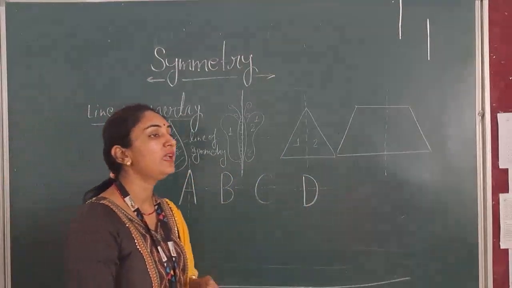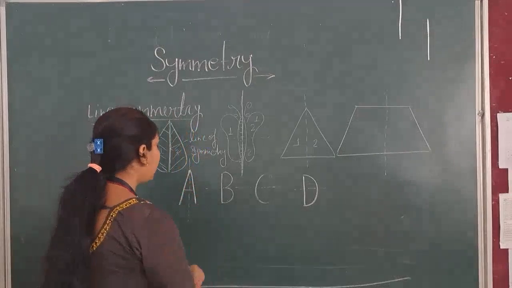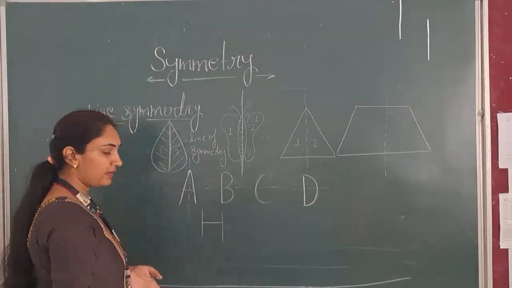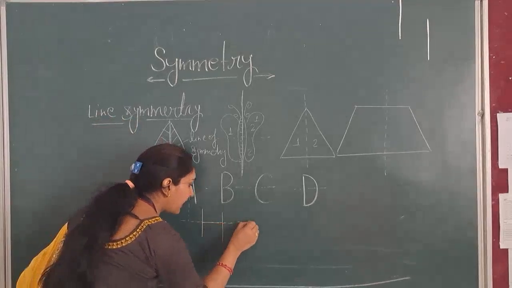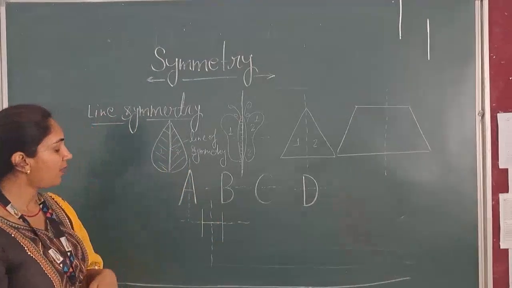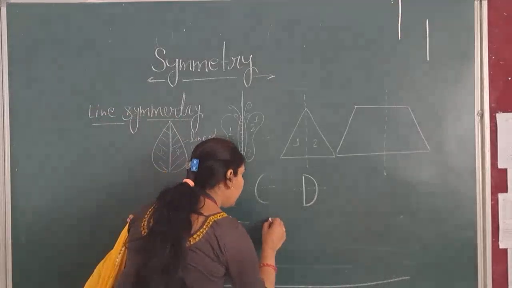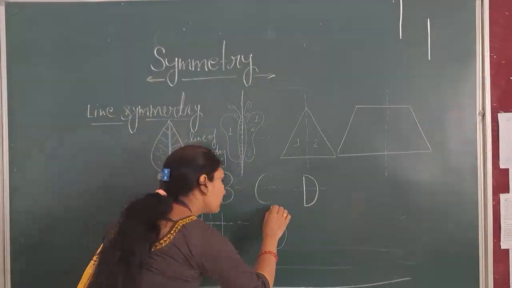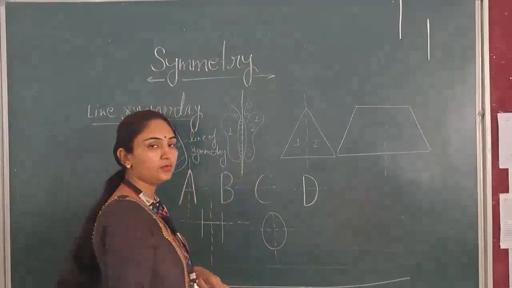In the alphabet, we have many more examples which have more than one line of symmetry, like that. It has two lines of symmetry. We can cut it into two equal halves like that and like that. So it has two lines of symmetry. Similarly, O has two lines of symmetry, one and two.